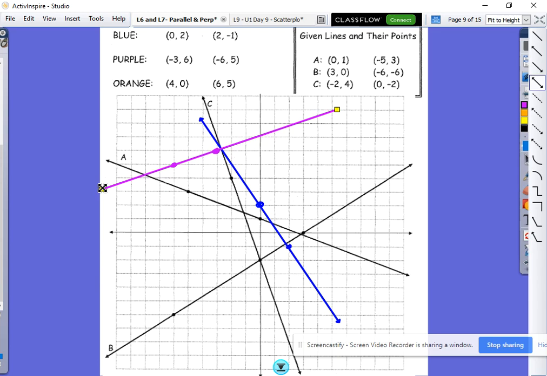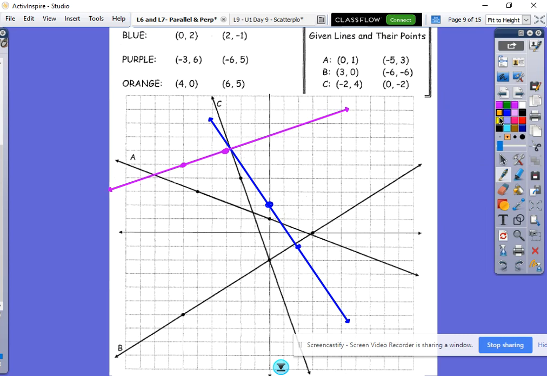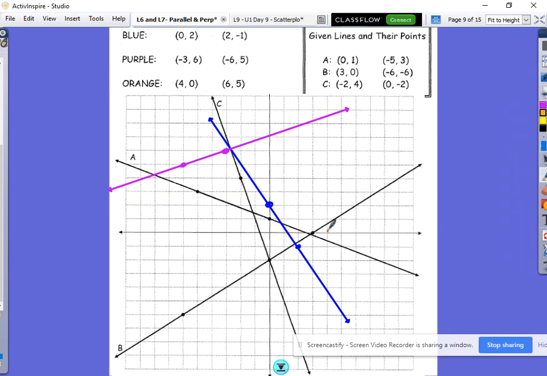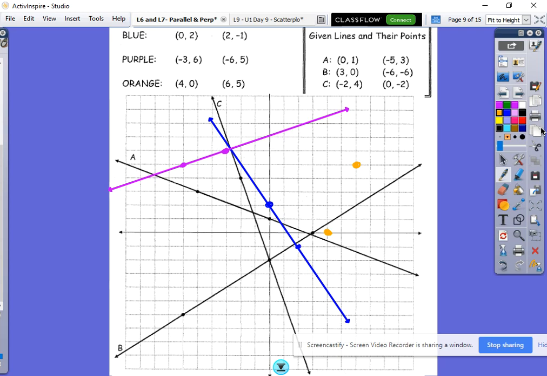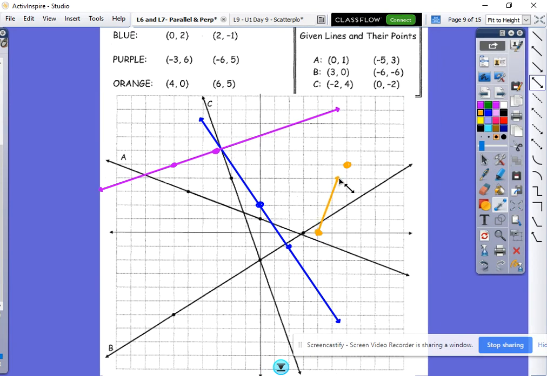Okay. And then last but not least, our orange line. So 4, 0, 1, 2, 3, 4. There's 4, 0. And 6, 5. 4, 6, 1, 2, 3, 4, 5. So take a second, if you're not quite with me, to go ahead and graph these lines.